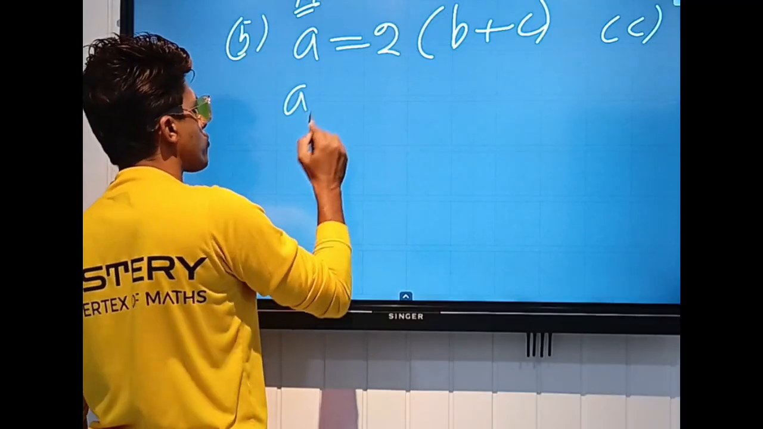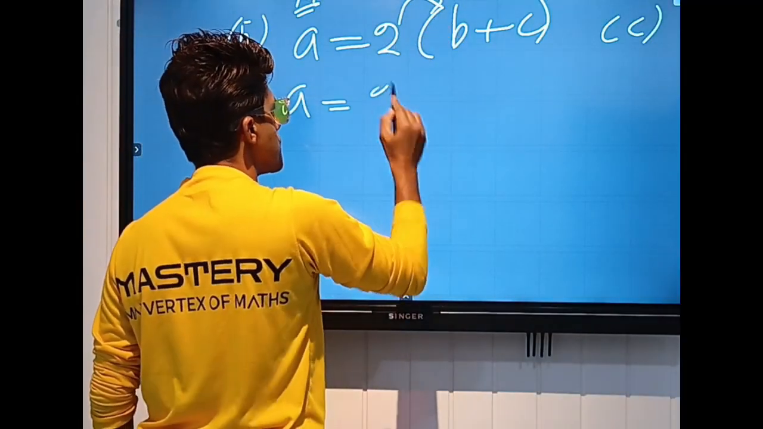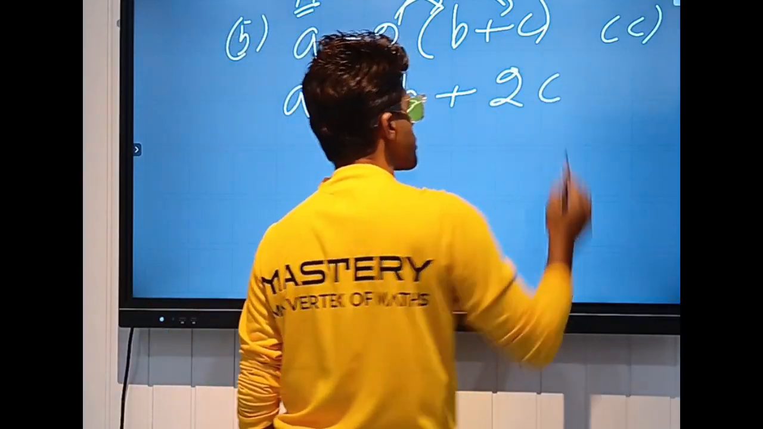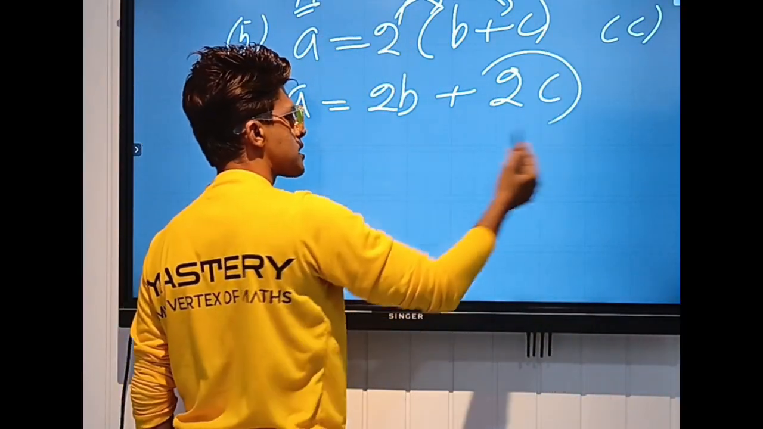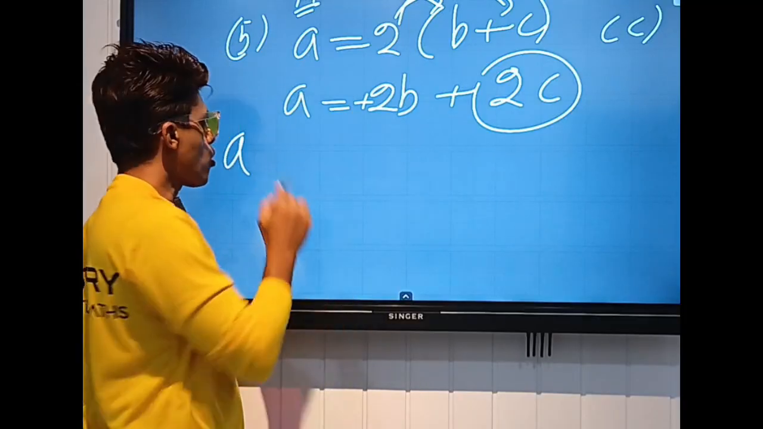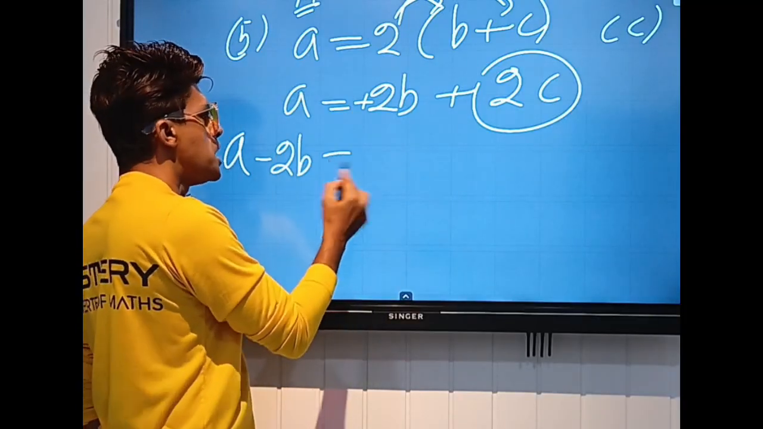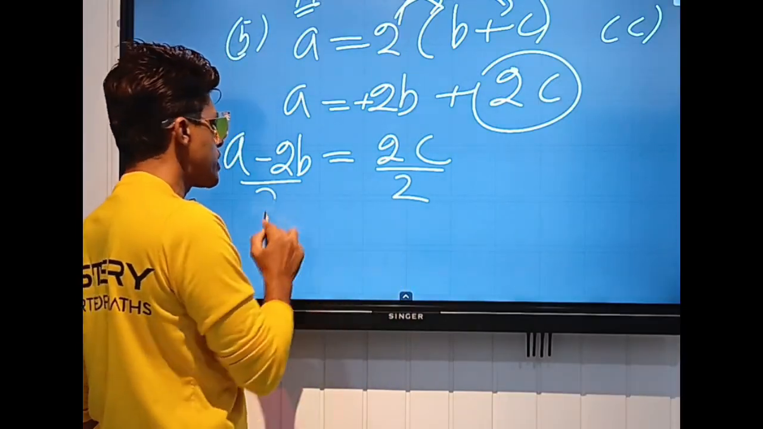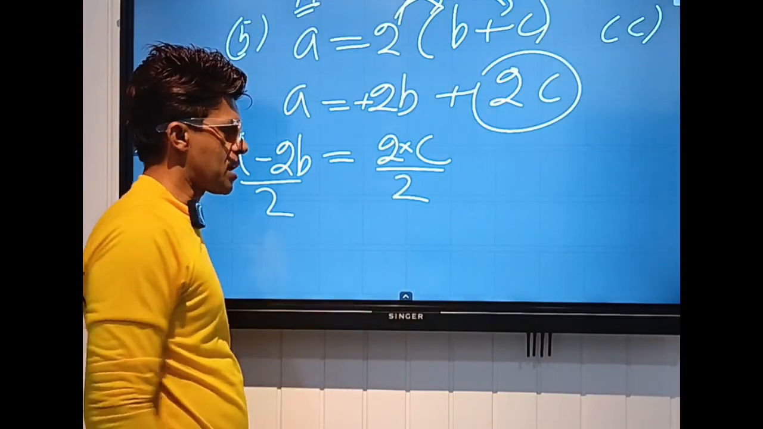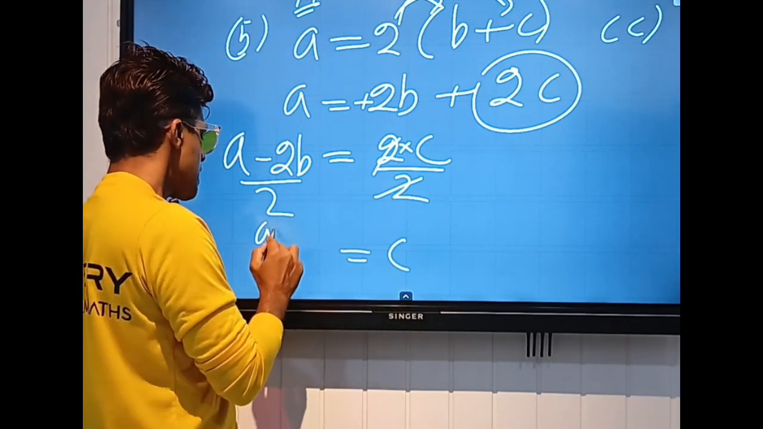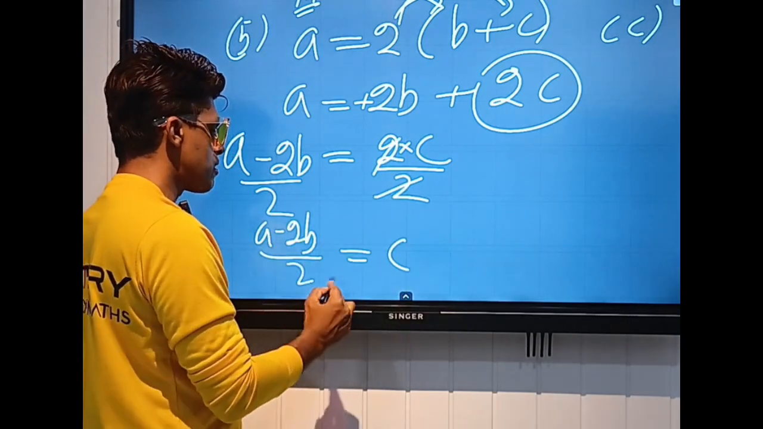So first, remove the brackets. 2 times B is 2B, then 2 times C is 2C. This whole segment is kept on the right side. So this A, then plus 2B is brought here. This becomes negative, equals 2C. On both sides you could divide by 2. Here is multiplication, that's the reason for dividing. Then the 2 and 2 can be cancelled out. A minus 2B over 2 equals C.